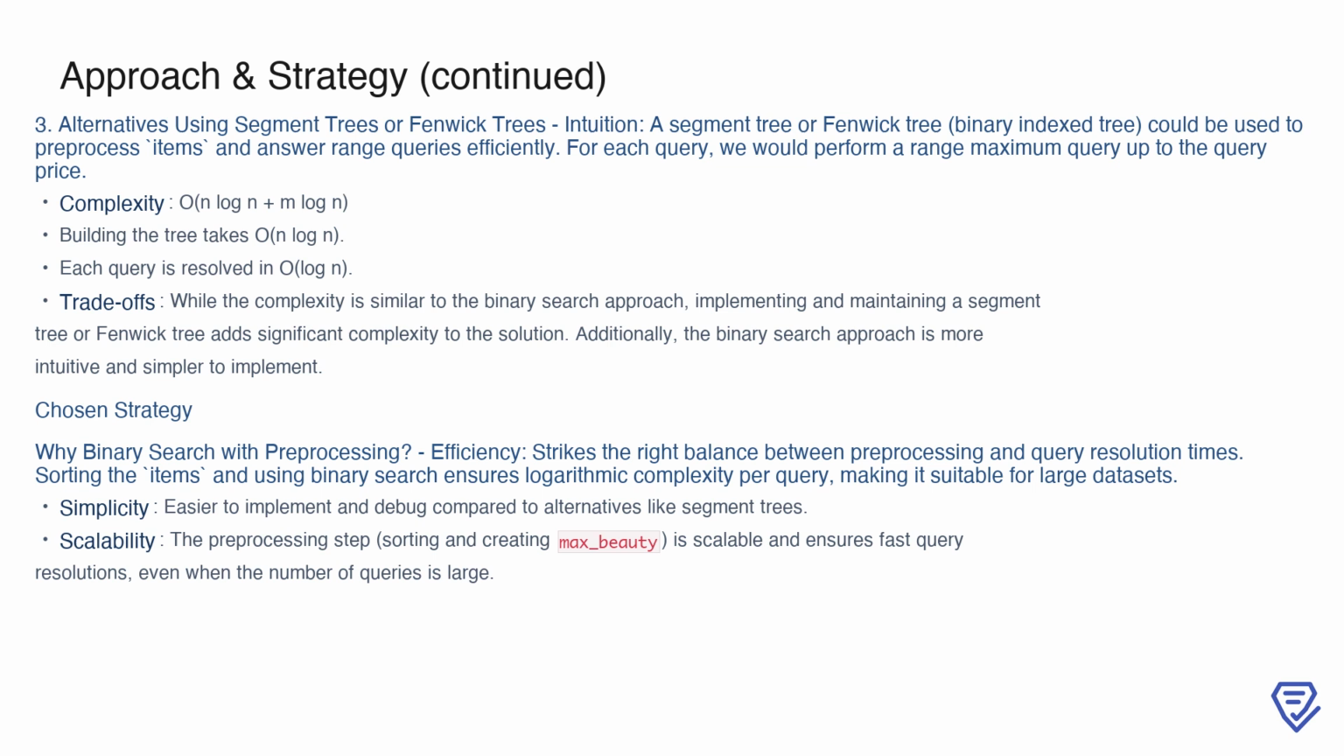However, the trade-off lies in the complexity of implementation. Segment trees or Fenwick trees require more effort to implement and maintain, and they may not be as intuitive as the binary search method. Given that both approaches offer similar performance, the simplicity and ease of debugging provided by binary search make it a more appealing choice. The focus, therefore, remains on balancing efficiency and implementation simplicity.